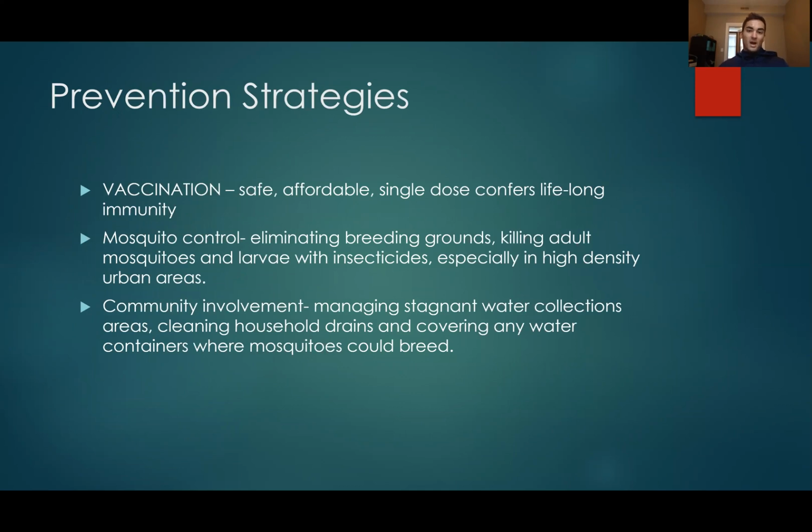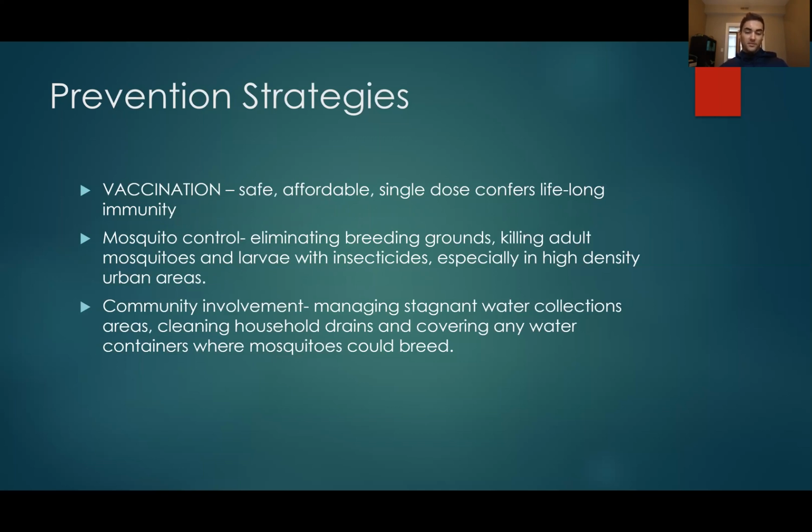Prevention strategies. By far the most important prevention strategy is vaccination. The vaccine is safe, affordable, and a single dose actually confers lifelong immunity. So it is a very effective way of limiting the transmission and infection rates. And then if we vaccinate multiple people, we can actually confer a herd immunity. This is highly effective in urban areas where there's high densities of people.